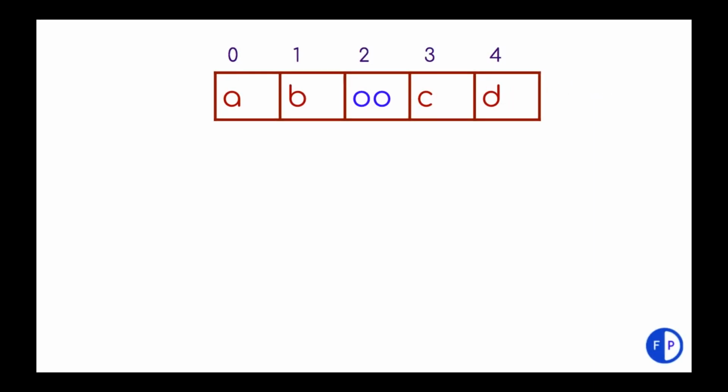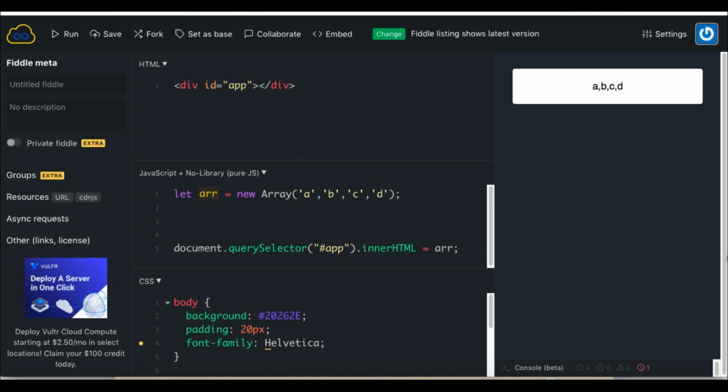Now let's understand how we can insert an item in the middle of an array. Here we are going to add double O after B and before C. So let's see the example. Here you can see that we have an array which has items A, B, C, D, and I'm going to run a command which will insert double O in between B and C.